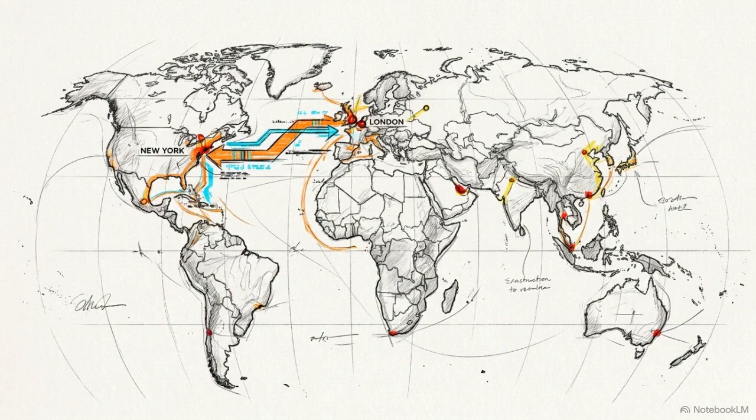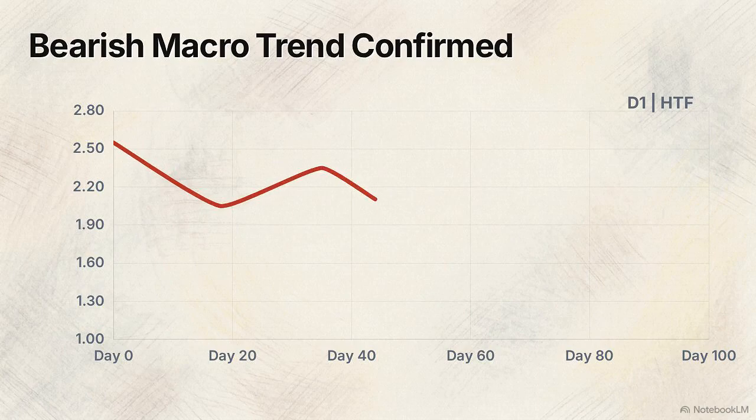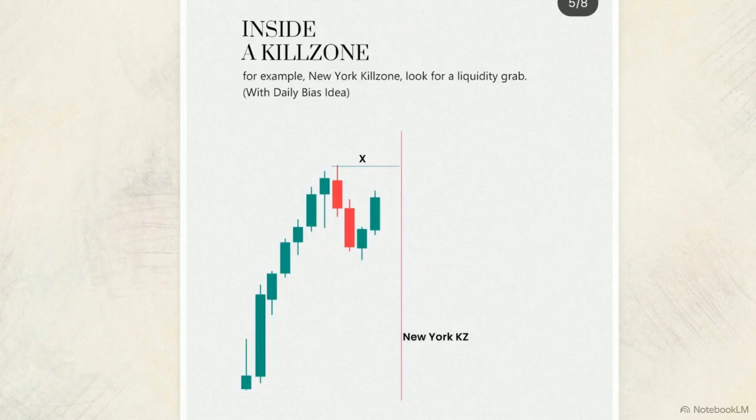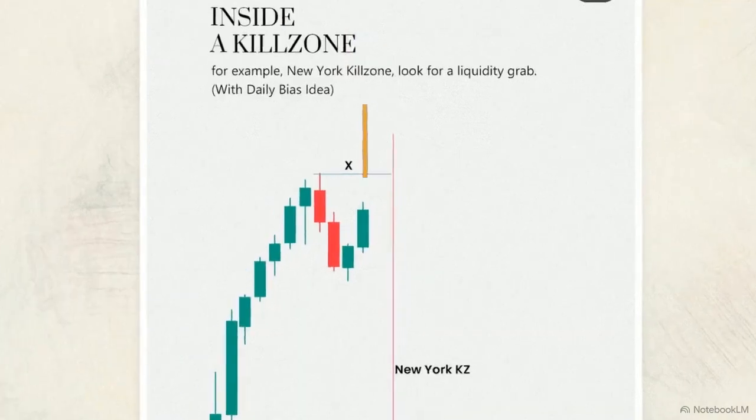High-probability setups require the correct environment. We want to execute during the high volatility of either the New York or London kill zones, specifically when we have a bearish daily bias on the higher timeframes. As we enter the kill zone, we identify buy-side liquidity, marked by the line labeled X. This previous high acts as bait.